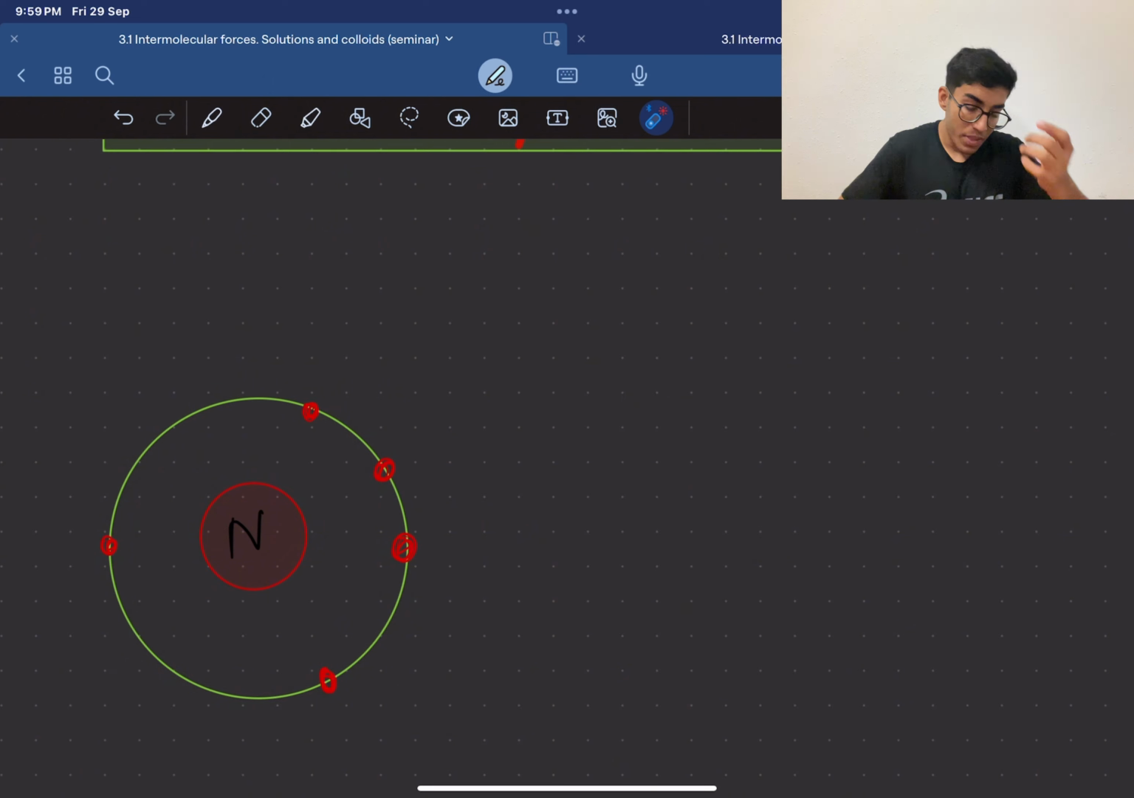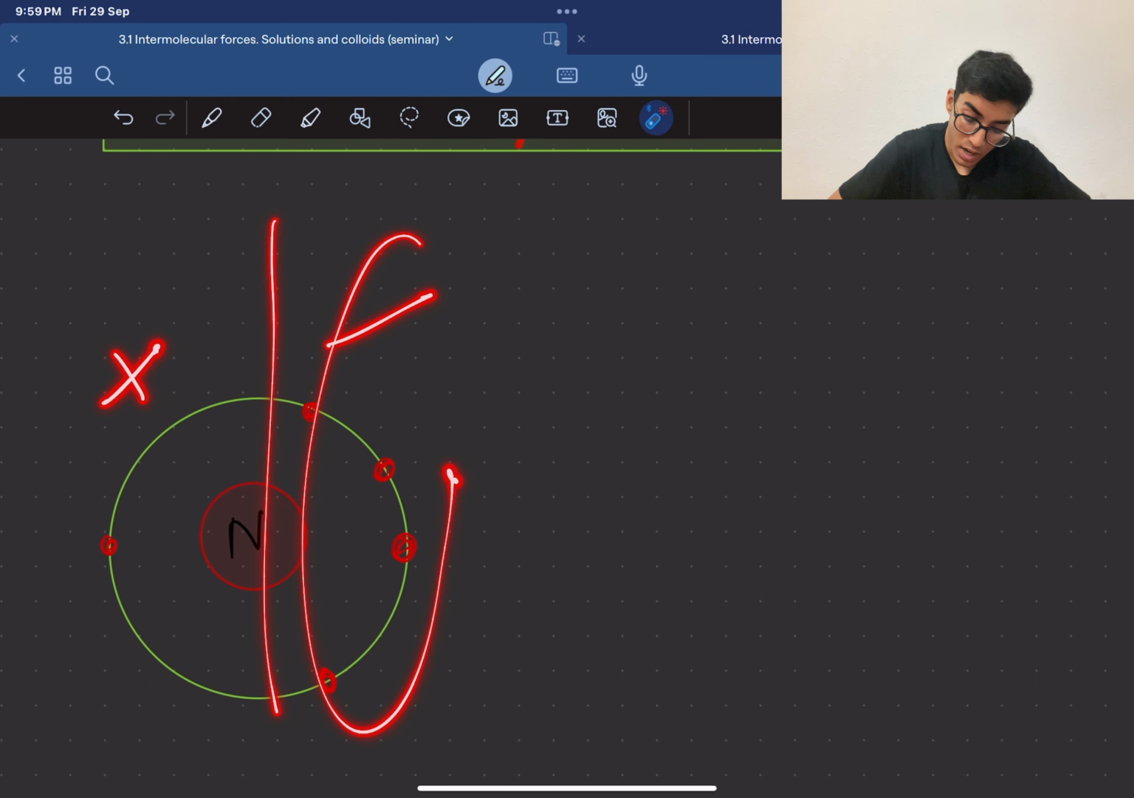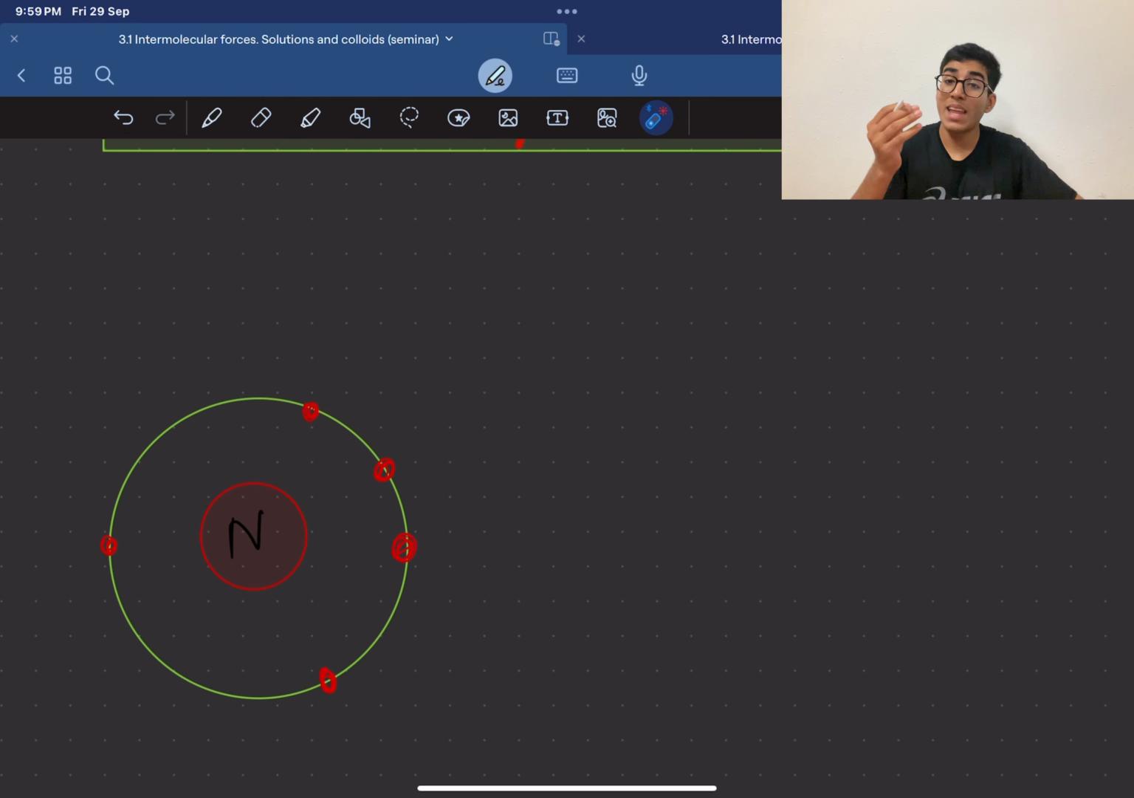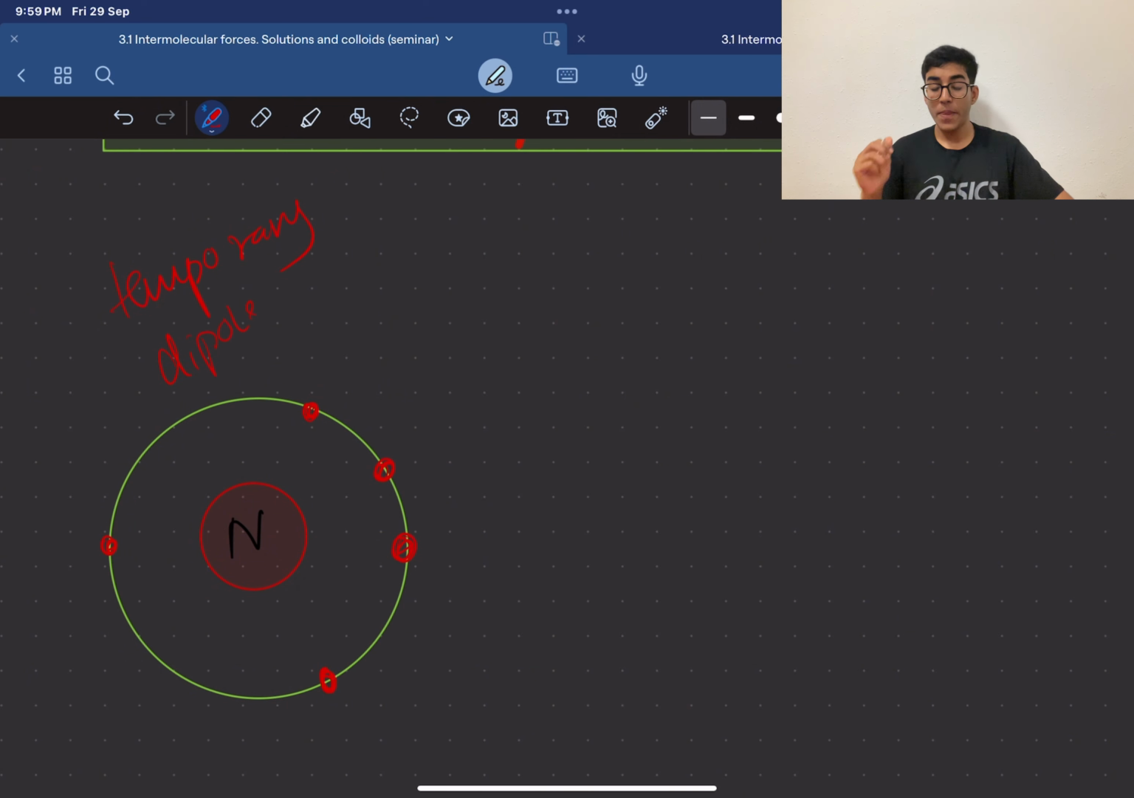Now let's consider this. This happens. This is negative, and this is positive, because this side has more electrons. Now it has a temporary dipole. This is what we call a temporary dipole. Now let's consider this.